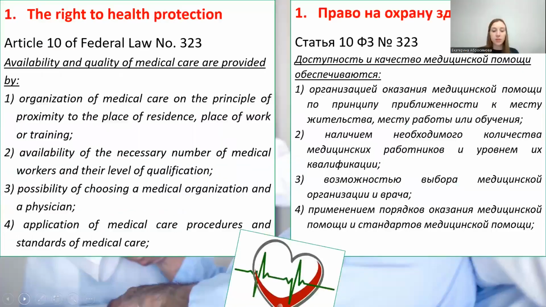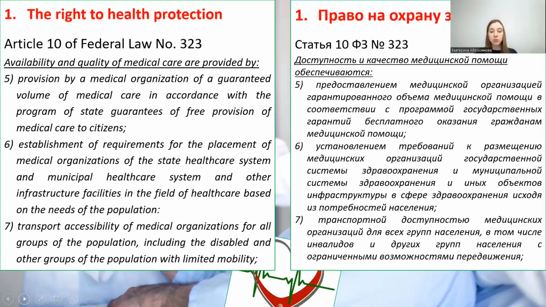In accordance with Article 10 of Federal Law number 323, the availability and quality of medical care are provided by organization of medical care on the principle of proximity to the place of residence, a place of work or training, availability of the necessary number of medical workers and their level of qualification, possibility of choosing a medical organization and a physician, application of medical care procedures and standards of medical care, provision by medical organization of a guaranteed volume of medical care in accordance with the program of state guarantees of free provision of medical care to citizens.